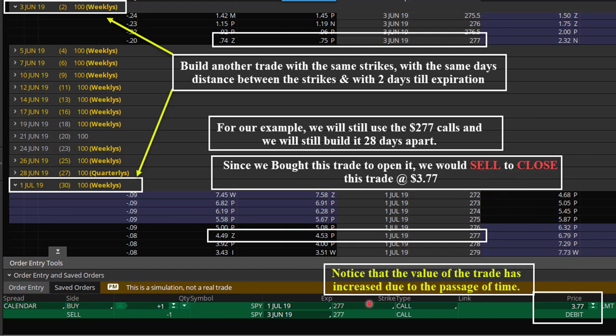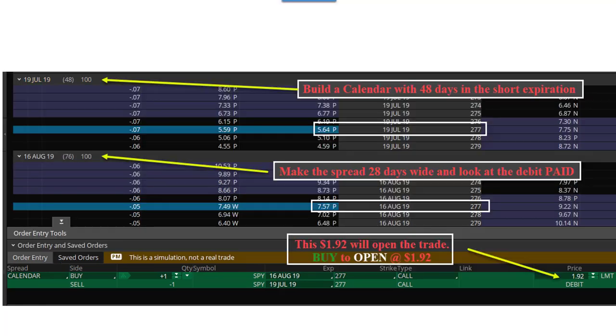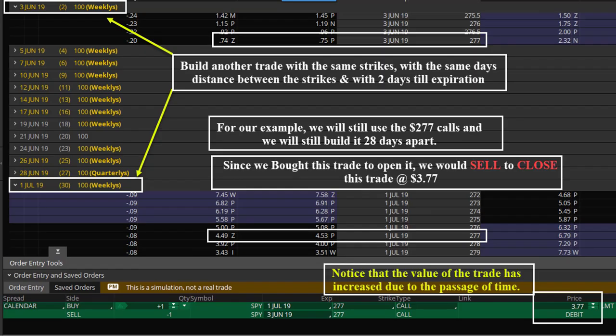So I'm going to flip back one so you can see these numbers again. All right, so this is where we started at $1.92, 28 days wide, 48 days until expiration, and this is where we ended, 2 days to expiration, 28 days wide, and with a value of $3.77. And this is a way that you can ballpark what your trade would be worth when you are getting ready to exit the trade.